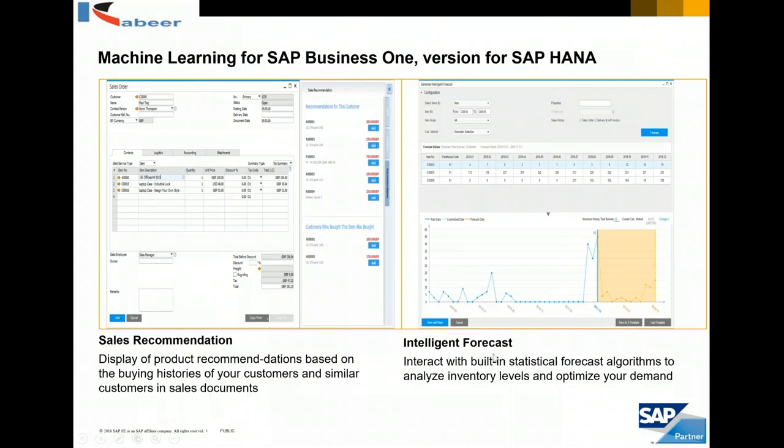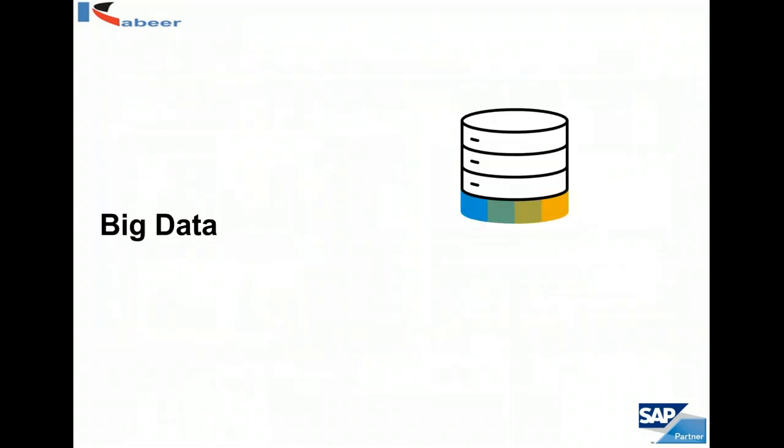Then you have something called intelligent forecast, where you are using a statistical forecast algorithm to analyze your inventory situation, the status of inventory, and then optimizing your demand for the item. So you can optimize your delivery process to your customer. Intelligent forecast is a case of machine learning. Many things are possible.